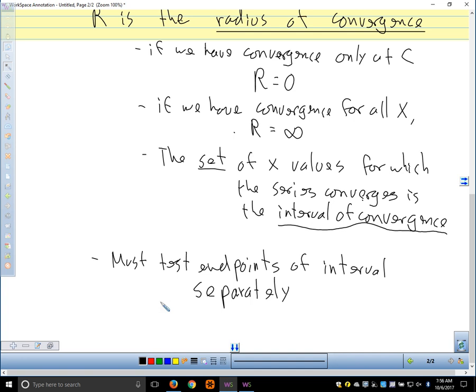So then we're doing our other tests for convergence that we already know. And our two big tests for convergence of power series are going to be our ratio test and our root test.